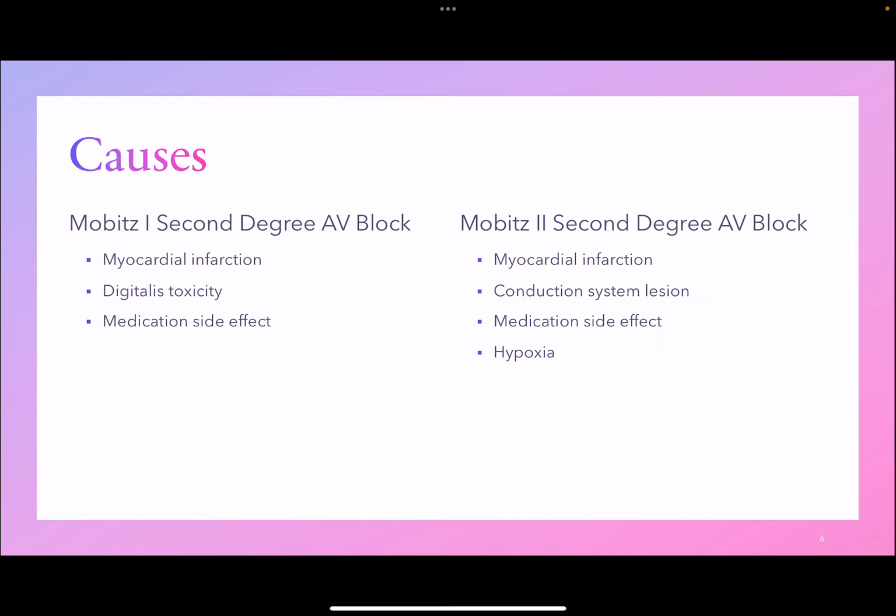Mobitz 1 can be caused by myocardial infarction, digitalis toxicity, which is basically when a patient is taking medications for heart-related issues and then it becomes toxic to them, and other medication side effects. Mobitz 2 second degree AV block can also be caused by myocardial infarction, conduction system lesions, again medication side effects, as well as hypoxia.